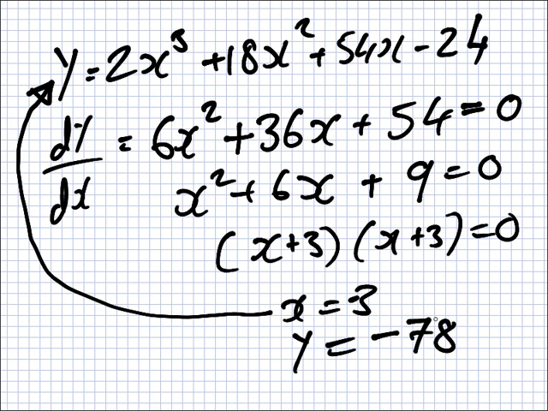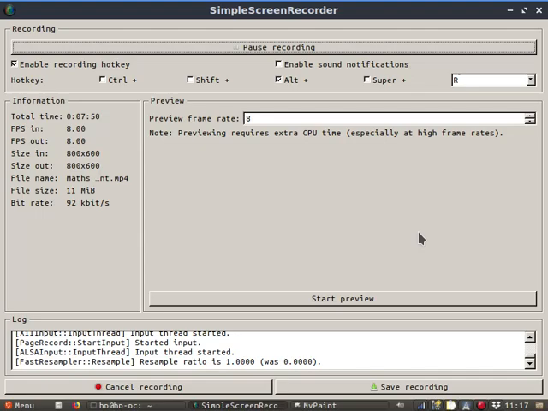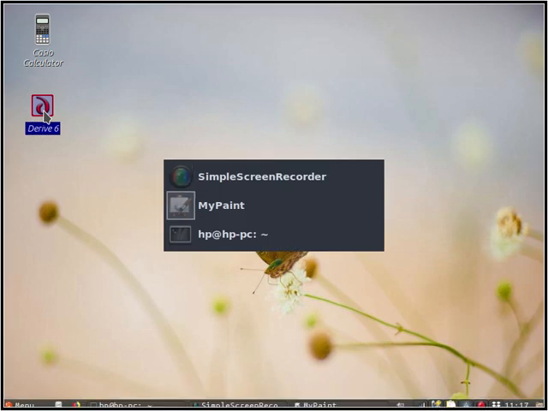Now, just a second here. What I'd like to do is just graph this. Okay.